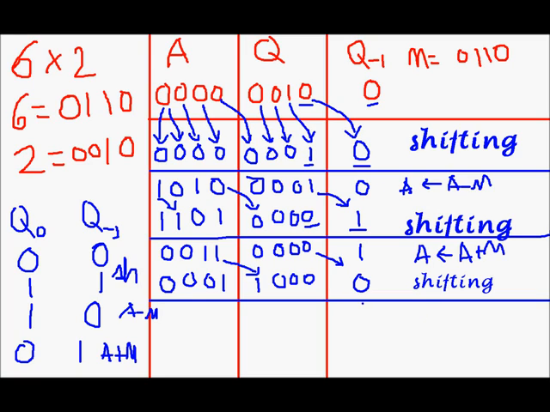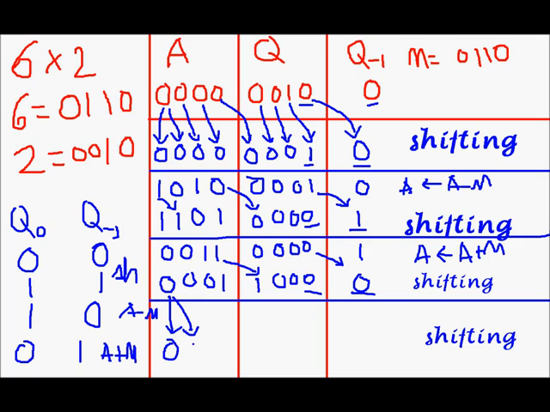Next we'll again compare Q0 and Q minus 1 positions. So we have 0 and 0. When we have both of them same, that is 0 and 0 or 1 and 1, we'll simply shift. So this 0 gets carried down. So this is 0. Then this first 0 will again come down over here.